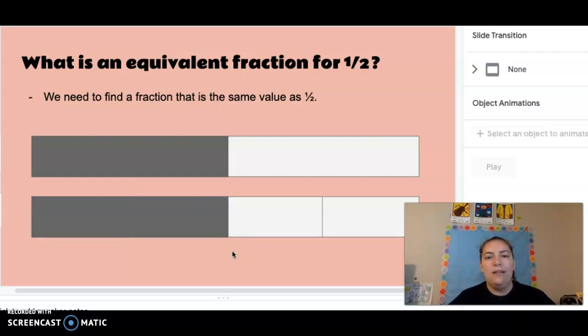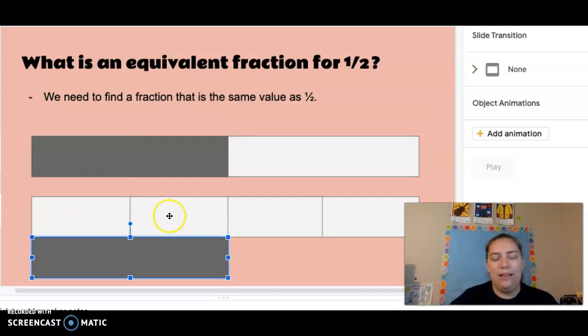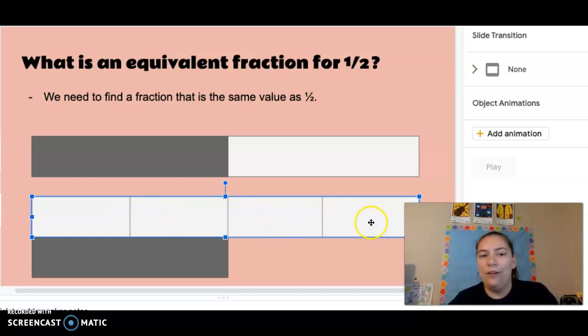Right here, I have 1/2 and 1/2. It's exactly the same. But how many boxes did I cover up? I'm covering up 2 boxes. So how many in all? 1, 2, 3, 4. That would go on the bottom.